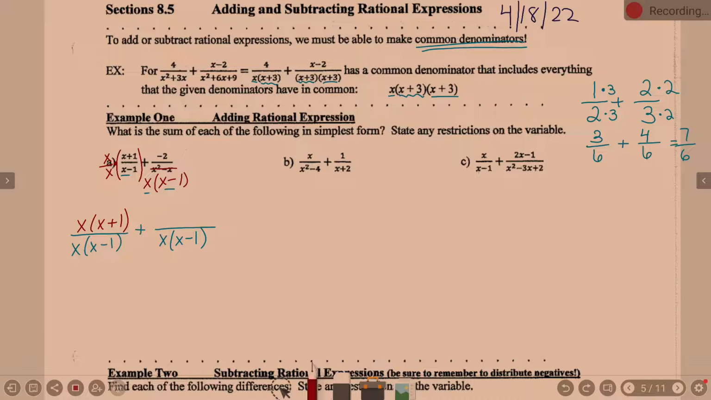Now, second fraction. My original denominator in factored form was x minus 1. My common denominator is x minus 1. What am I missing? Am I missing anything in the common denominator here? No. This is the common denominator. X minus 1 is the common denominator. So this fraction isn't going to change. My common denominator carries down. Guess what happens with the negative 2 on top? It carries down. If there's nothing to multiply by, nothing to change, it just carries down.